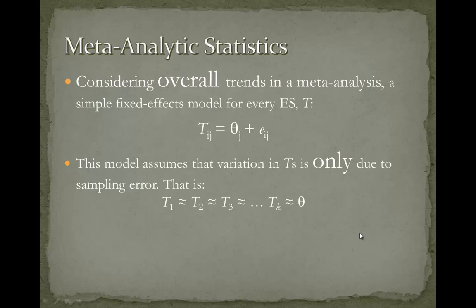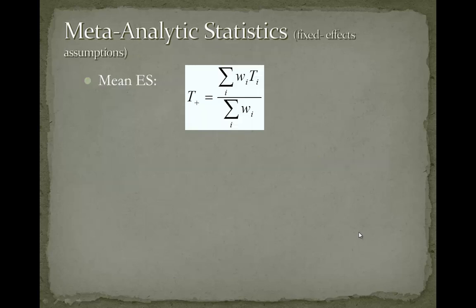All right, clear enough. Once you get to the meta-analytic statistics, here's the simplest meta-analytic model. You're taking the weights, multiplying each one by its effect size, and summing them, and then dividing by the sum of those weights. Very simple. It's a weighted average.